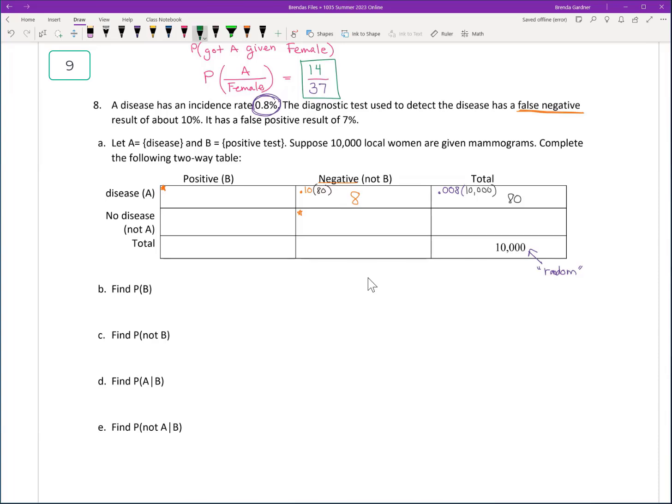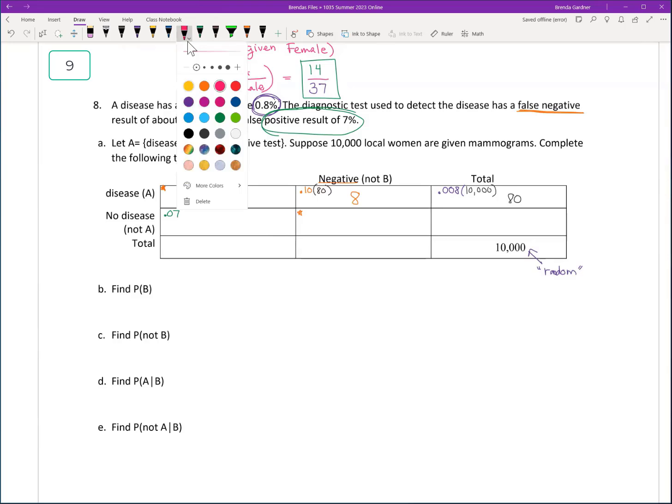Going on to the false positive of 7%. False positive, again, that's going to be in my positive column. False means that they don't have the disease, but they were told by the test that they might. So we're going to put the 7% in positive, no disease, and I'm going to multiply that by that row. But wait, that row's total is not there. So to get it, I'm going to do all of these calculation ones, and let's choose blue.